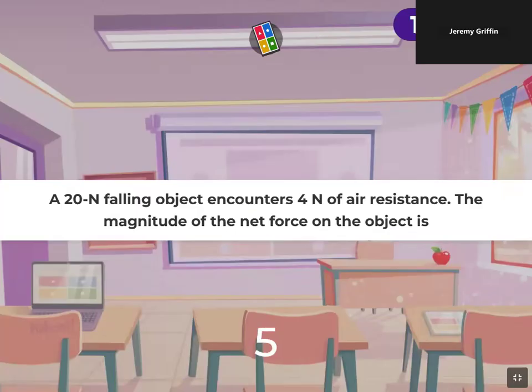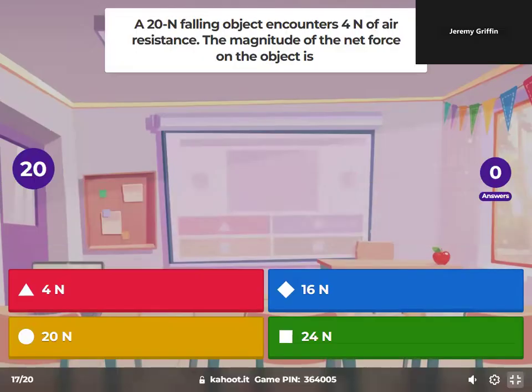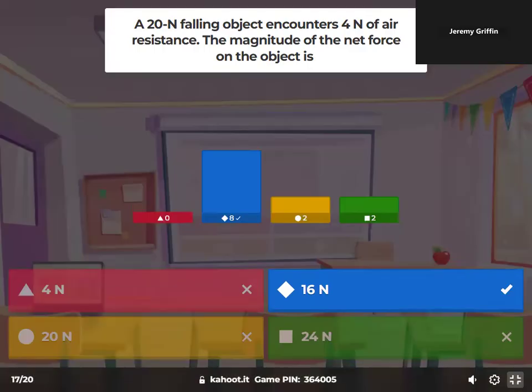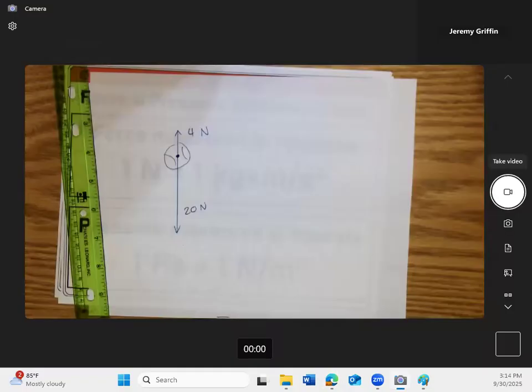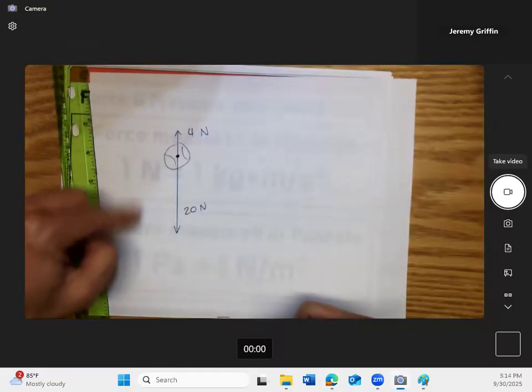A 20 Newton falling object encounters 4 newtons of air resistance. What's the net force? Yeah, 16 newtons is the net force. Here, I got a follow-up question. 20 newtons, 4 newtons.